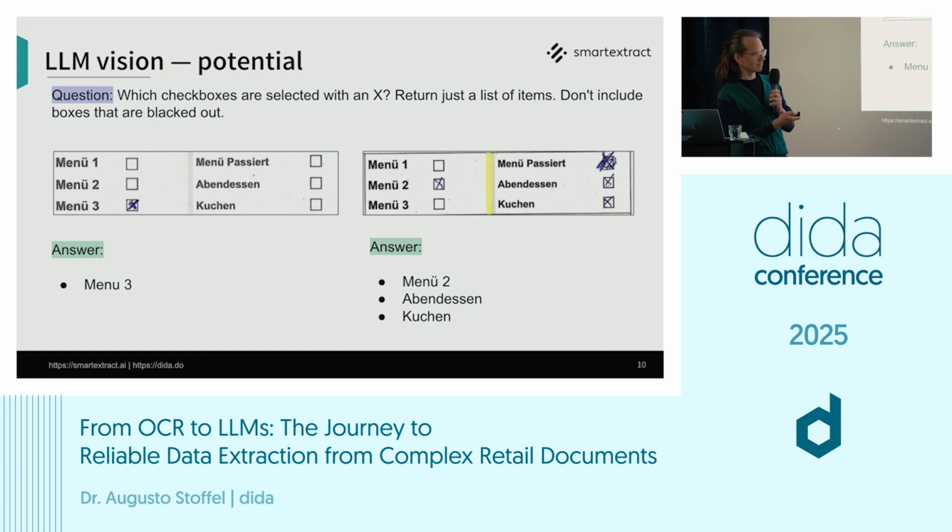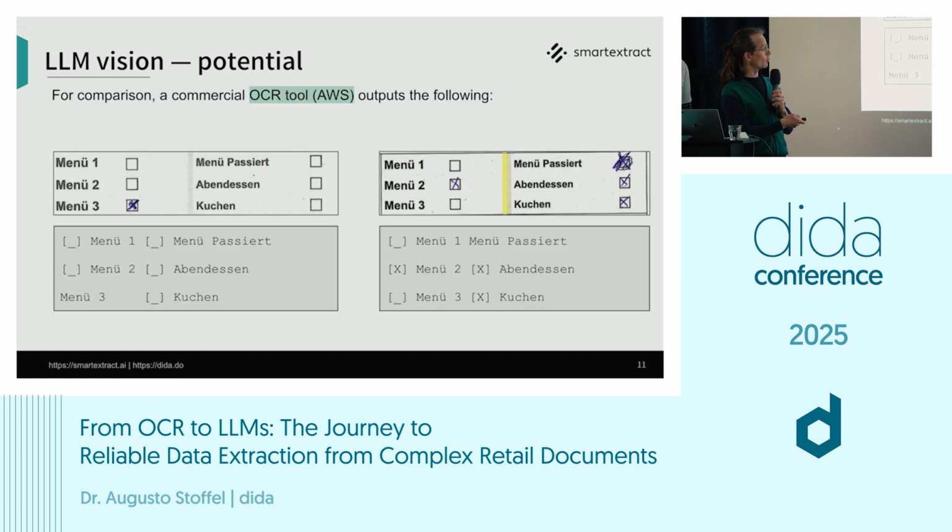But I think we can guess that this looks more like someone changed their mind and blacked out their choice. So if we include this explanation in the prompt, just say don't include boxes that are blacked out, then the LLM, I used Gemini for this one by the way, actually understands it, and we get the answer that we expected. So this is really cool, very useful, easy to implement.